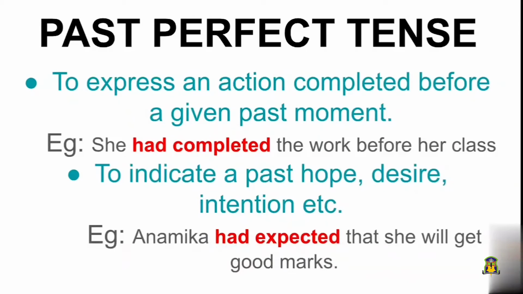It is also used to indicate a past hope, desire, or intention. For example, Anamika had expected that she will get good marks. So it was just an expectation that she will get good marks. We don't know whether she got them or not. It was just a hope. In those cases, we can use past perfect tense.